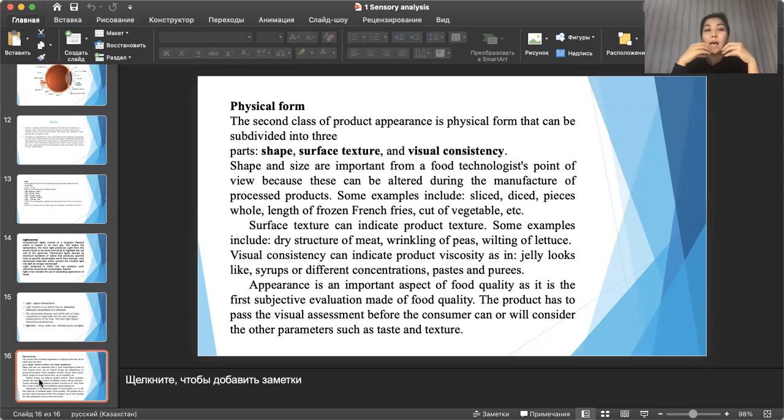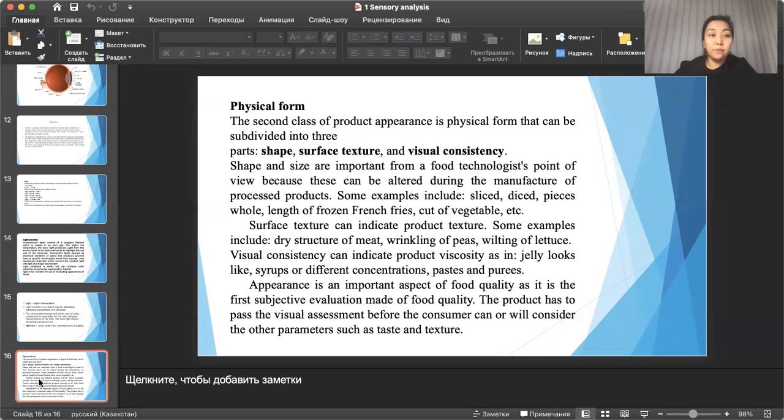So appearance is an important aspect of food quality, as it is the first subjective evaluation made of the food quality. The product has to pass the visual assessment before the consumer can or will consider the other parameters such as taste and texture.